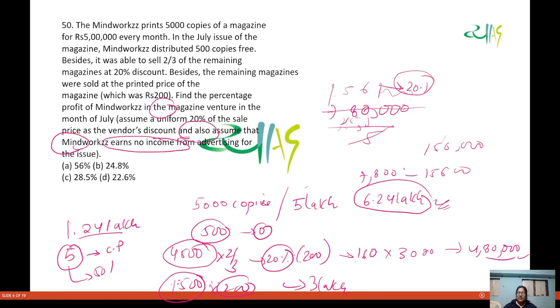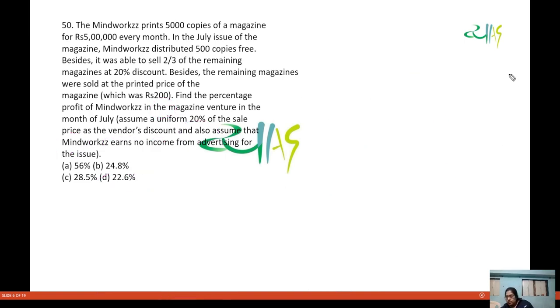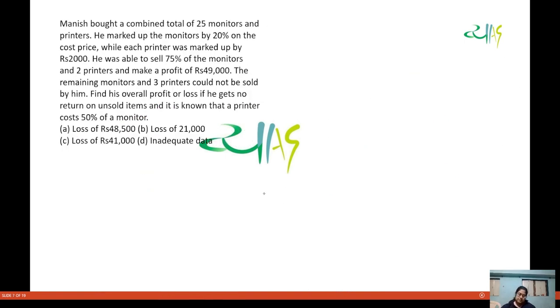So 50% of 5 lakh, we know it is 2.5. So 25% we know it is 1.25 lakh, but we are getting 1.24 lakh. So we are earning how much? 24.8% profit. Okay, so I hope this is clear to everybody. Let's move forward a bit.